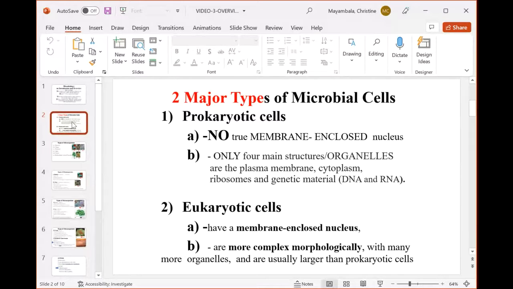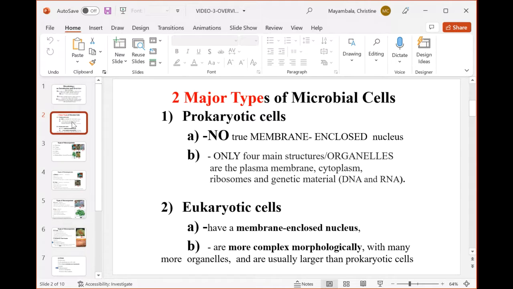membrane around the nucleus. You should know that the nucleus is where you find the genetic material, DNA or RNA, depending on the type of organism it is. But that genetic material does not have a membrane around it when you're looking at prokaryotic cells. That's a very, very crucial factor.